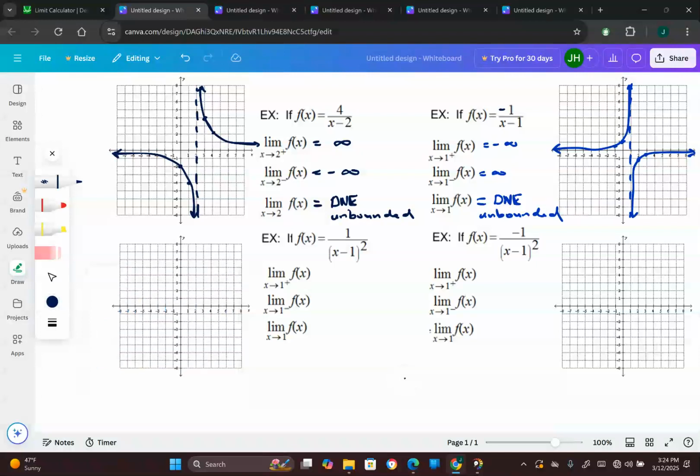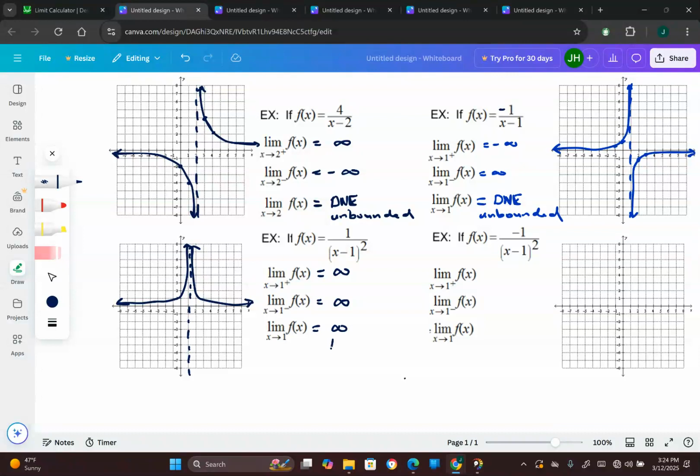This next one, again, I have an asymptote at x equals 1, but this time the graph goes up on both sides. It doesn't matter what I plug in, I get positive numbers. So it looks like the limit on the right-hand side goes to infinity. The limit on the left-hand side goes to infinity. So this time, when I ask for the two-sided limit, I could say infinity.